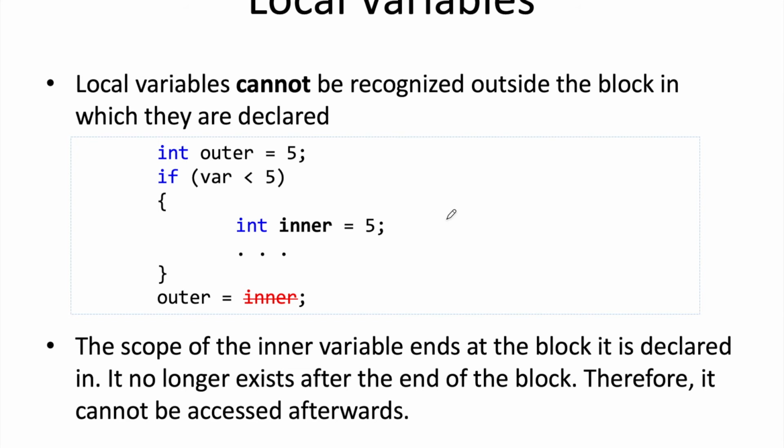Local variables cannot be recognized outside the block of code. You cannot print it out or call it, for example, because after this line of code, that variable doesn't exist anymore. So it exists only within the scope, only within the block of code.